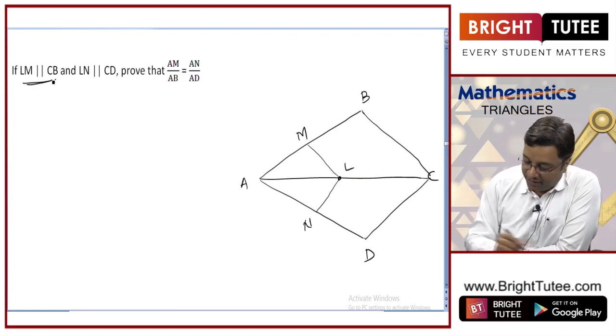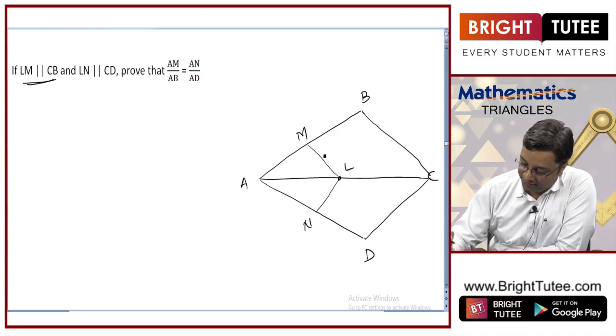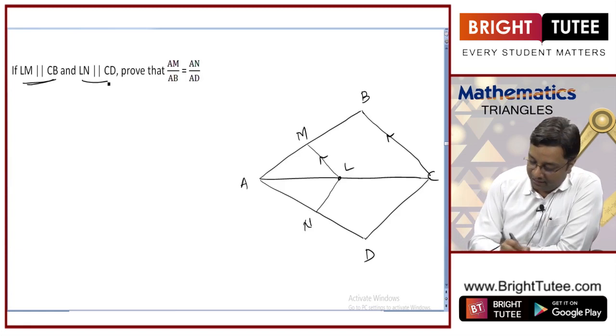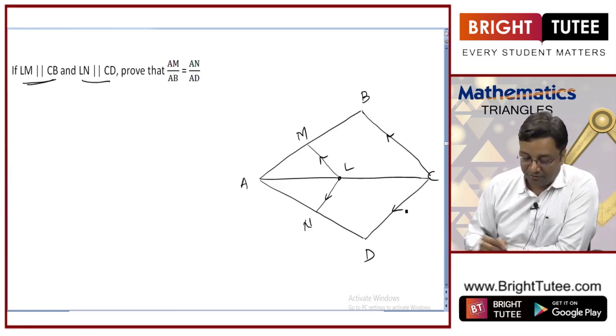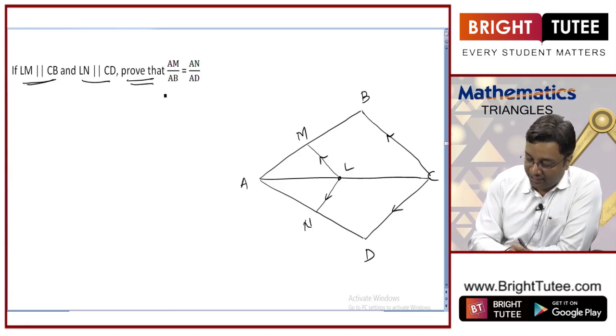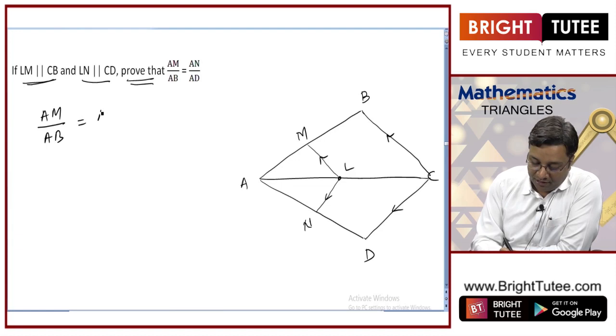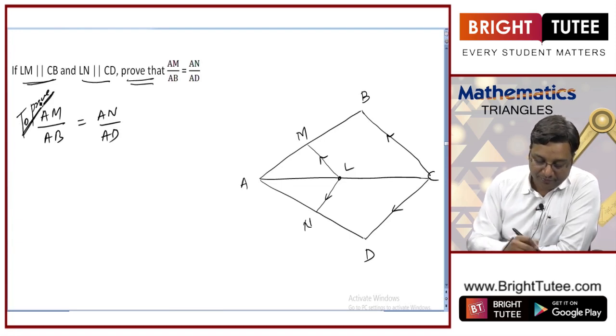So, LM is parallel to CB. So this line is parallel to this line here. LN is parallel to CD. So this line is parallel to this one. We need to prove that AM by AB equals AN by AD. This we need to prove, okay.